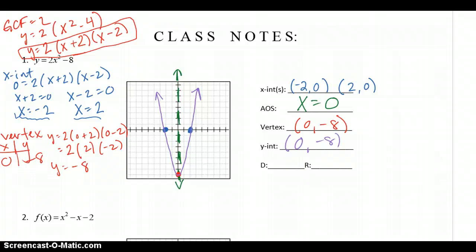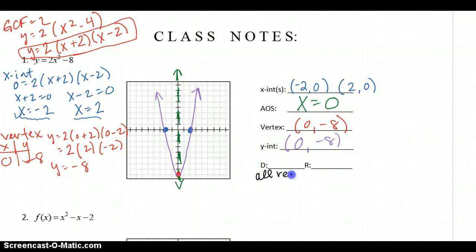Our last step is to state the domain and range. The domain, we said, was all the possible values we could plug in for x. So the x-axis goes from left to right. Could we keep plugging in things to the left, farther and farther to the left? Does our graph keep going that way? Yeah, and our graph keeps going to the right. So we can plug in any value for x. So we could say all reals.